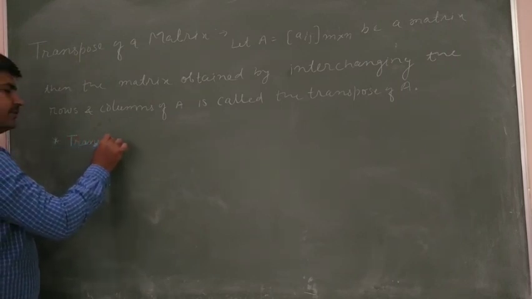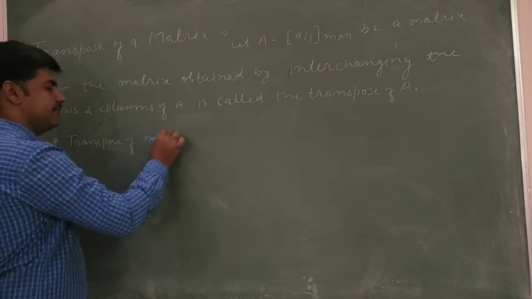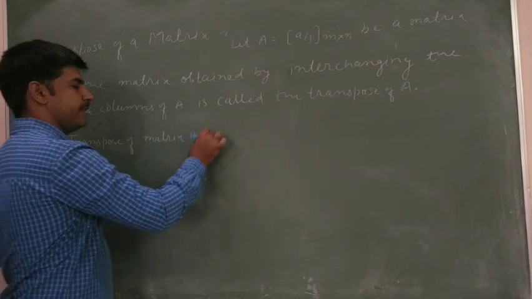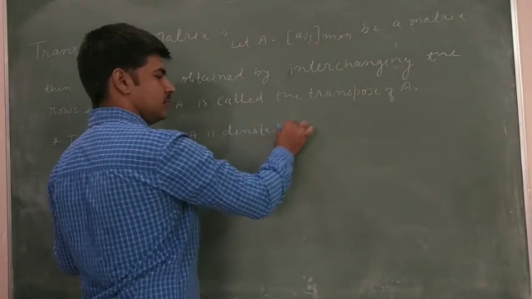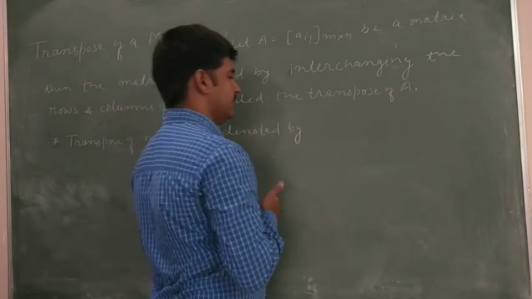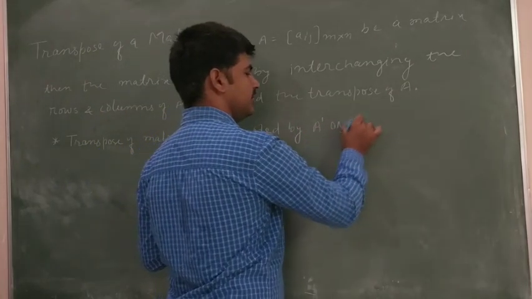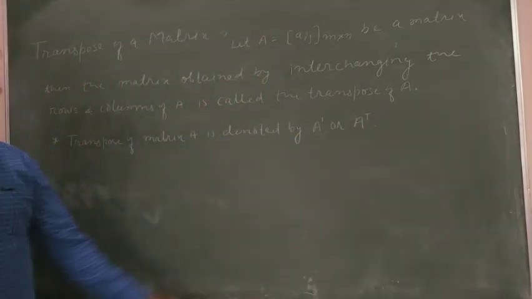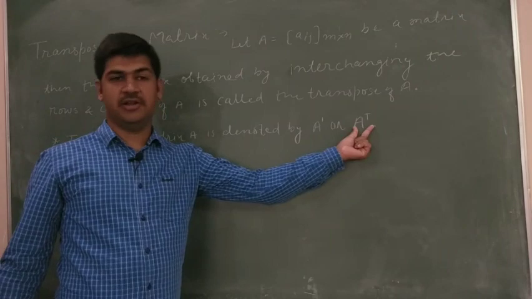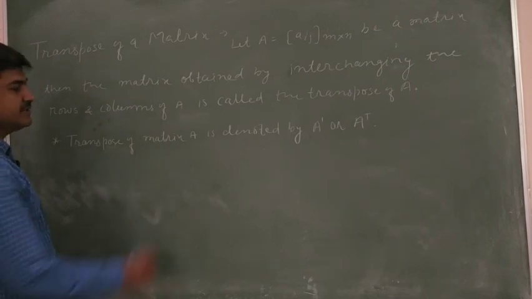Then the transpose of matrix A is denoted by A dash or A^T, the transpose of A. The transpose of a matrix A is denoted by A dash or A^T. You have to keep it in your mind. Now, one more definition I am writing, students, of transpose of matrix A.